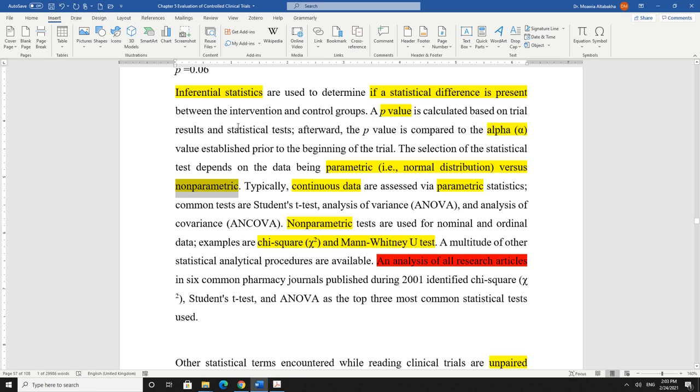Typically, continuous data, but not always, are assessed via parametric tests, while categorical data, which are ordinal or nominal, are assessed by non-parametric tests. Examples of parametric tests include Student's t-test, ANOVA or analysis of variance, and analysis of covariance. These are examples of tests that are applied for continuous data if they are normally distributed. Non-parametric tests include the chi-square test, and we also have the Mann-Whitney test.